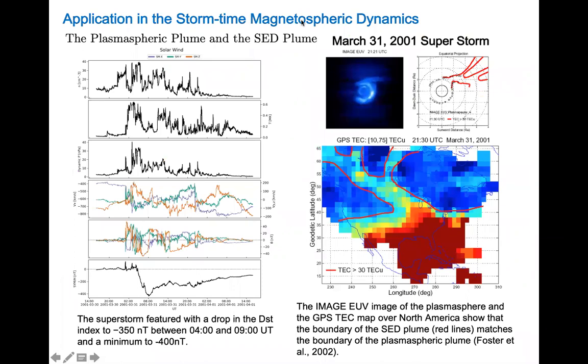Another topic that is closely related to the SAPS electrodynamics is magnetospheric plumes, which is my personal interest at the moment. The observation shows that the plasmasphere plume and SED plume, which is a storm-enhanced density in electron, have strong spatial correlation. So if you map both to the equatorial plane or to the ionosphere, you will see they actually overlap each other.